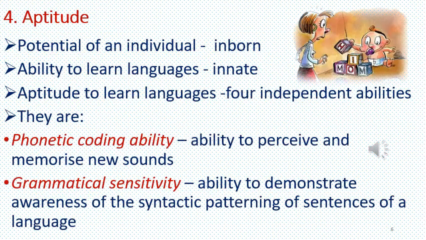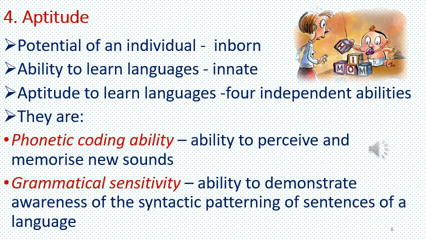The next factor is the aptitude of the learner. What do you mean by aptitude? It refers to the potential of an individual. It is inborn. The ability to learn languages is to a great extent innate. The aptitude to learn languages consists of four independent abilities.